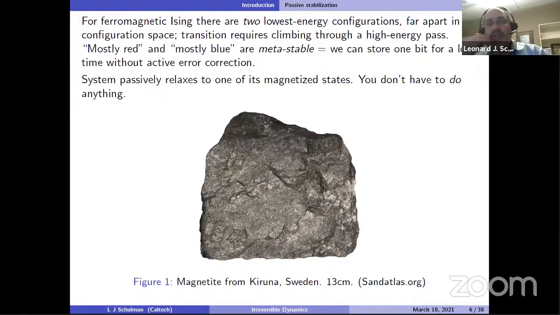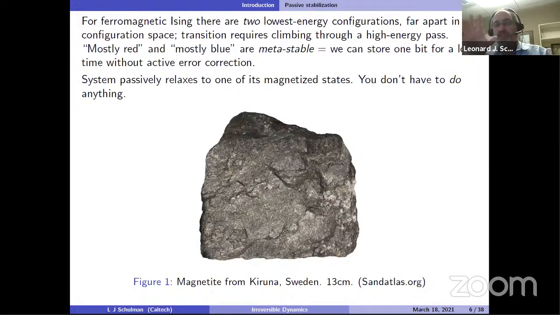So going back to the ferromagnetic Ising model, there are actually two lowest energy configurations, and they're really hard to get from one to the other at low temperature, right? So the mostly red and the mostly blue, you have to go through some very high energy states to get from one to the other. And that's why mostly red and mostly blue are what one calls metastable states. They last for a long time.